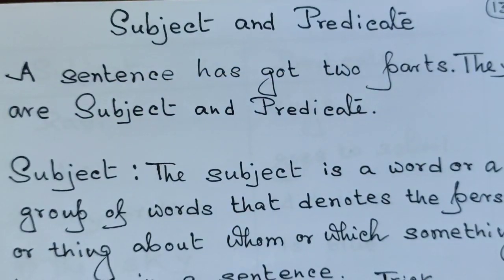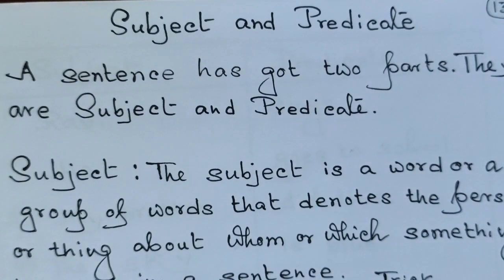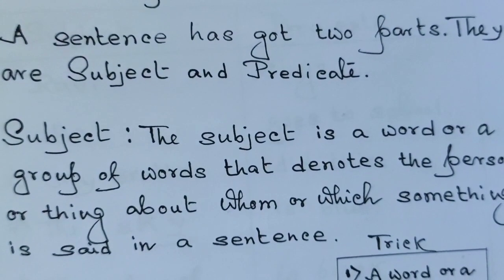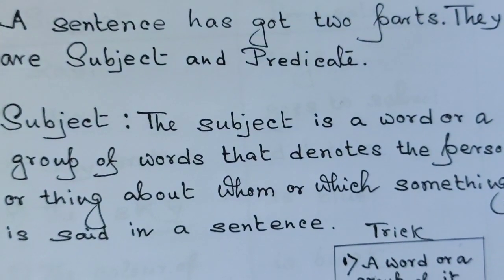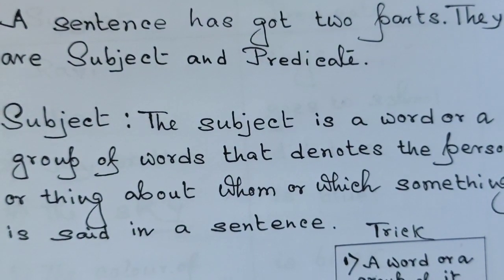Now let's have a close look at what a subject and a predicate are. In fact, a sentence has got two parts. That means a sentence is generally divided into two parts. What are they? They are the subject and the predicate. Now, what's a subject? The subject is a word or a group of words that denotes the person or thing about whom or which something is said in a sentence.